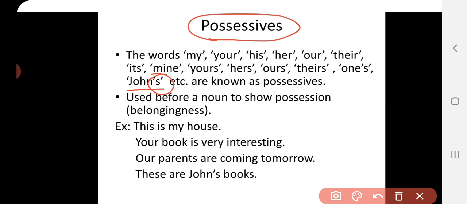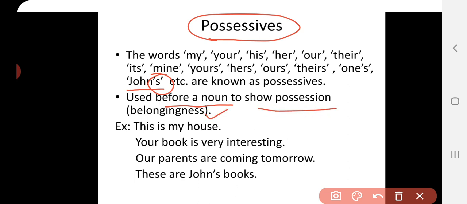John's mother, if there is a lady and you're referring to her as John's mother, that would mean that lady belongs to John as a mother. So possessive words are used to show the belongingness, and they are used before a noun. Determiners are always used before a noun to show possession.